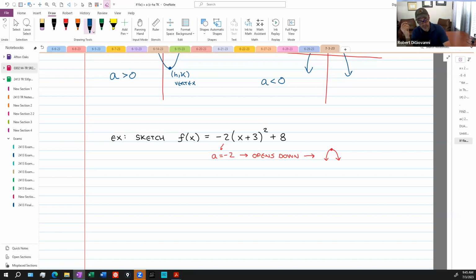Then this number right here, if I take the opposite of it, that's my h. So h is -3. And then this number here, that's my k. My k is +8. So on the h, remember, you take the opposite of what you see. On the k, it's just whatever number you see. And what that tells me is that this point right here is always (h, k). For us here, it's the point (-3, 8).